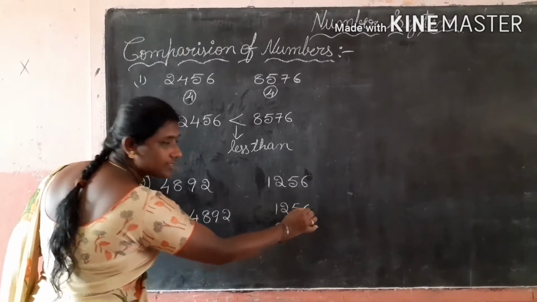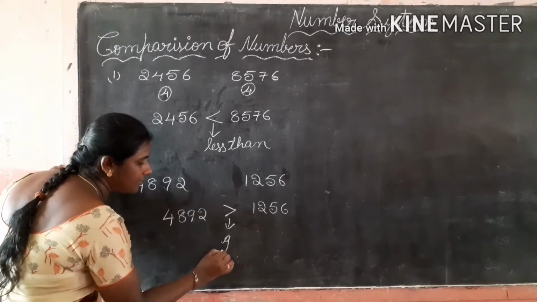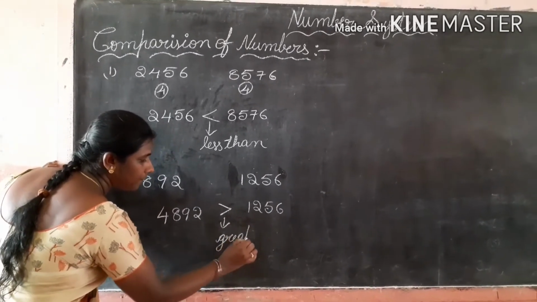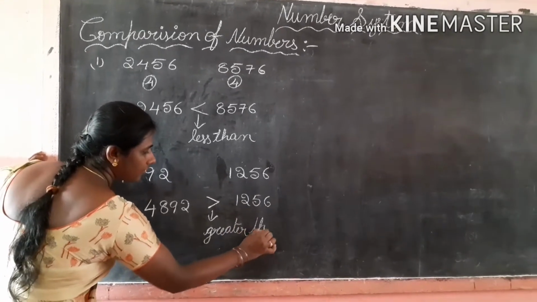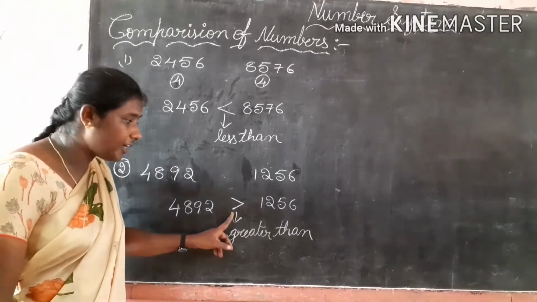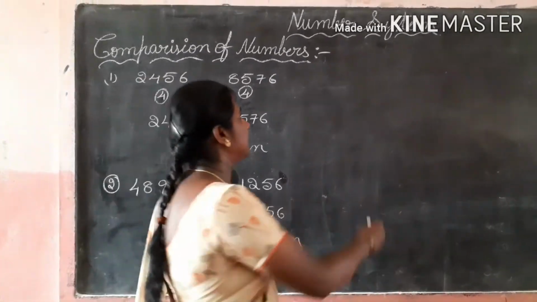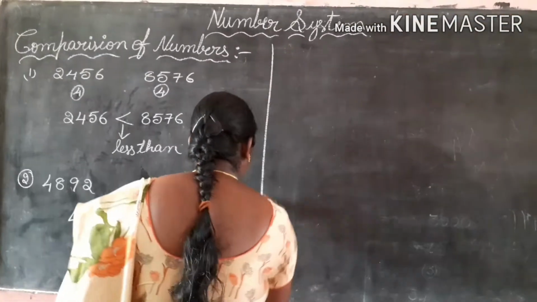What is the greater than symbol? This is the greater than symbol. Now, 4892 is greater than 1256.